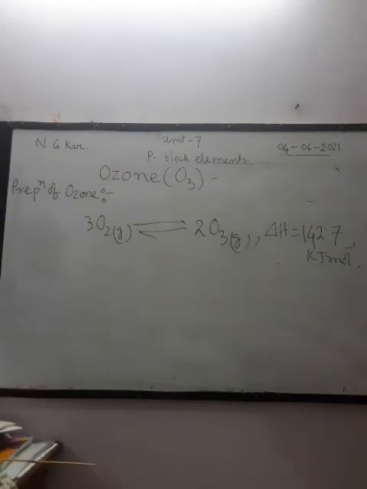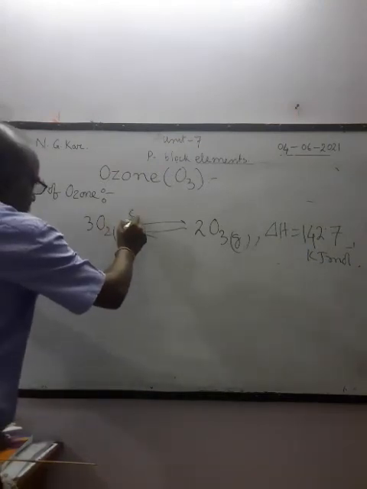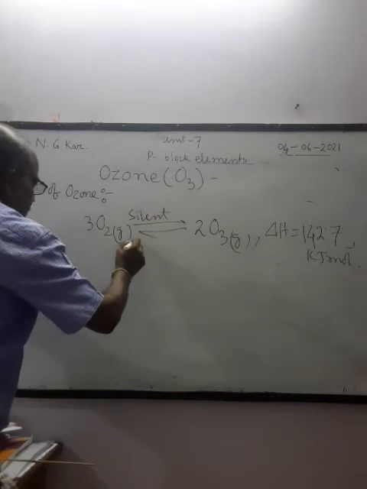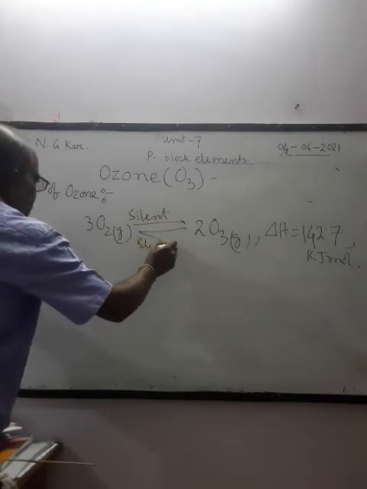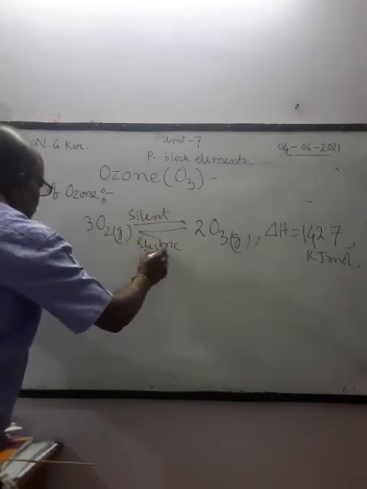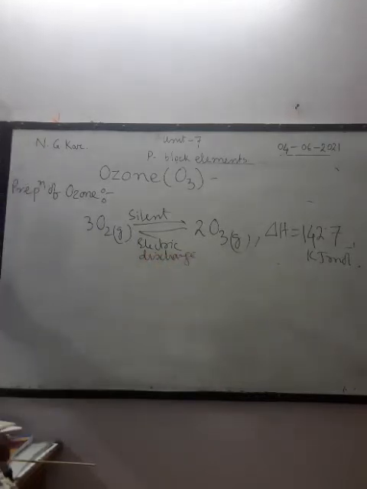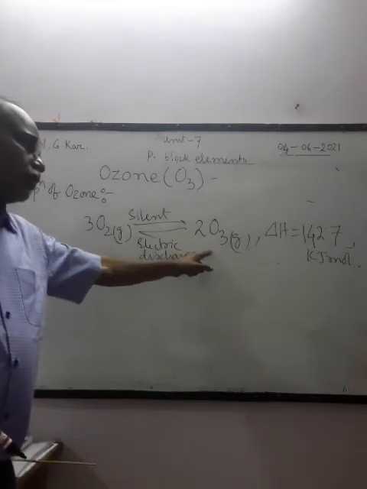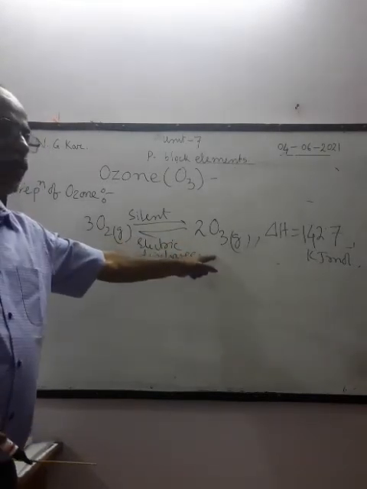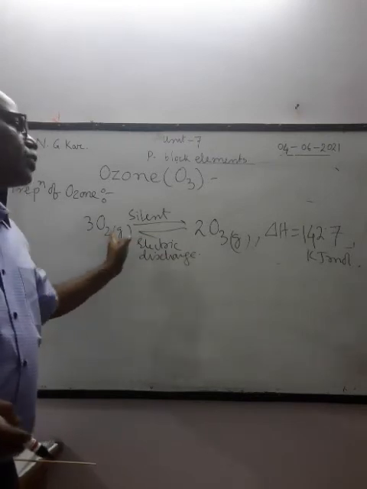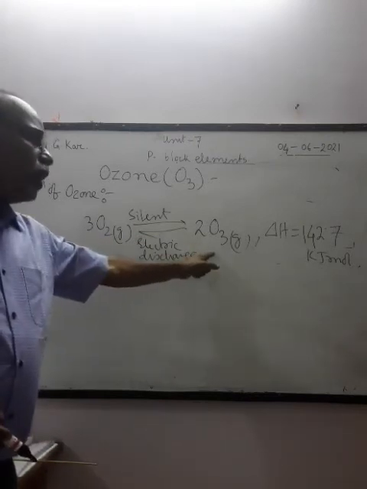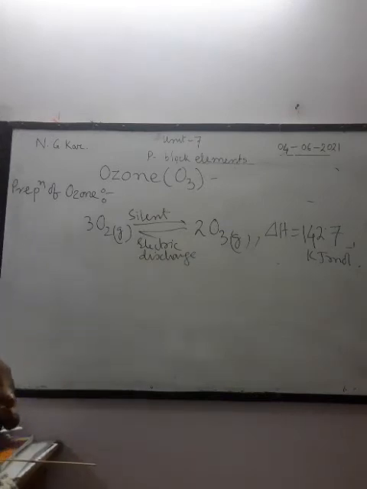So if we pass silent electric discharge through pure and dry oxygen gas, then one part of it is converted to ozone, O3. Not the entire amount is converted to ozone. Only partially it is converted to ozone, and this reaction is highly endothermic in nature.